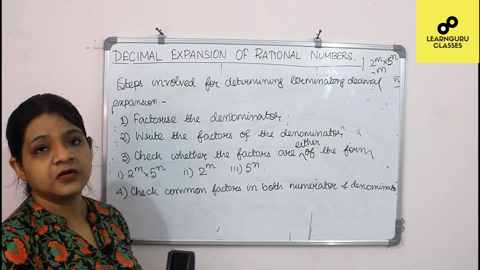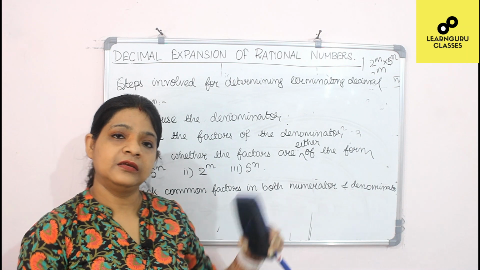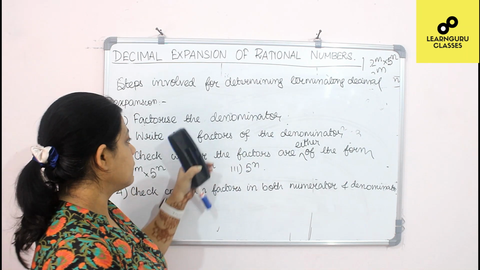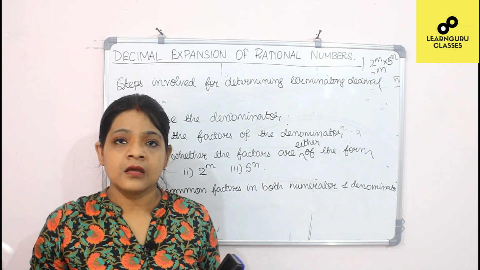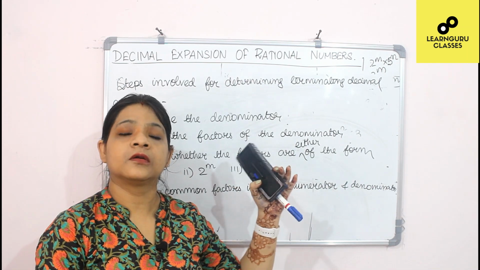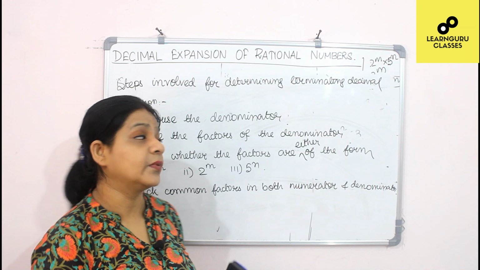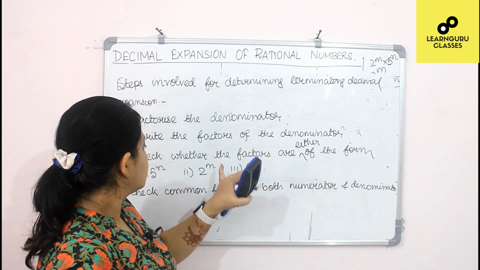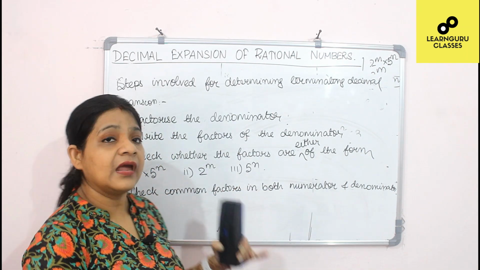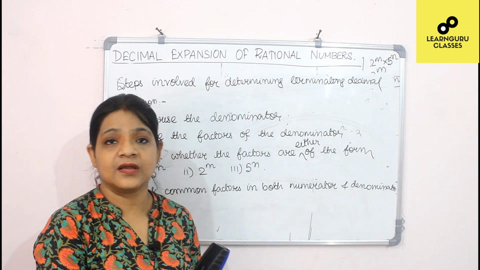First of all, factorize the denominator. Suppose 3 by 80, you do factorization, keep it as rough work. So in the main part, factors of 80 are 2 into 2 into 2 into 2 into 5, so 2 is repeated 4 times, so 2 to the power of 4 into 5. I am just taking an example. After that you check whether the factors are of any one of these forms. Then you have to check common factors in both the numerator and the denominator.